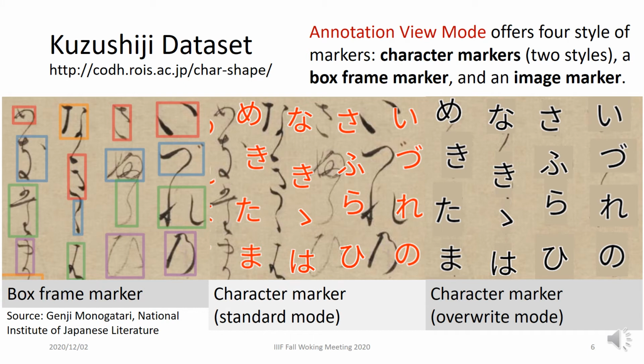IIIF Curation Viewer can show annotation markers in four different ways. In addition to image markers, we can also use box frame markers to show the bounding box of objects. We can also use character markers to show transcription side by side or by overwriting. We can also change the position of markers to have a better display of annotations.